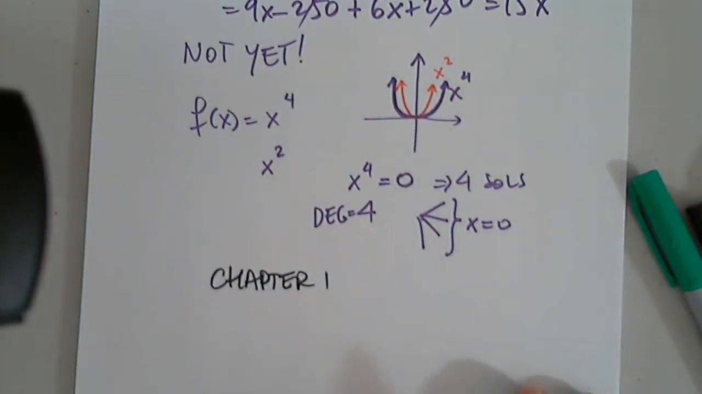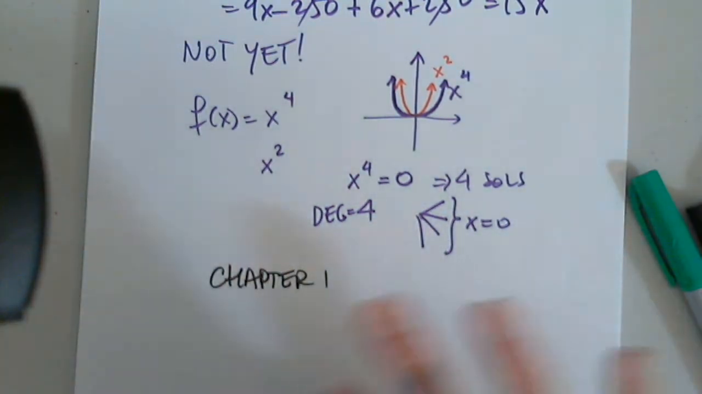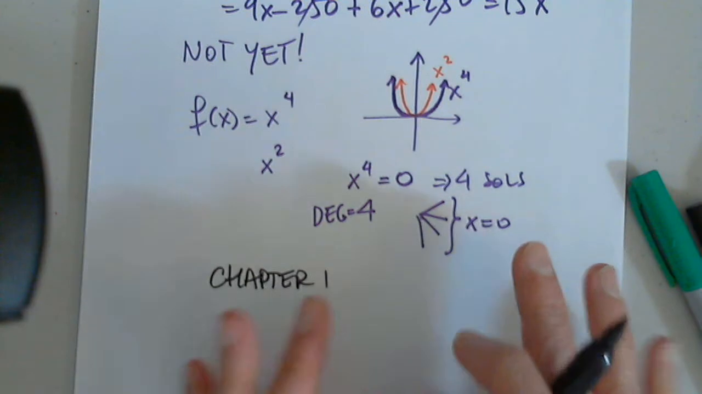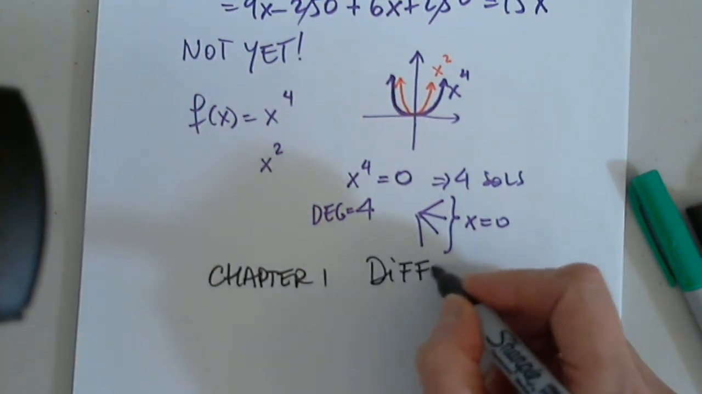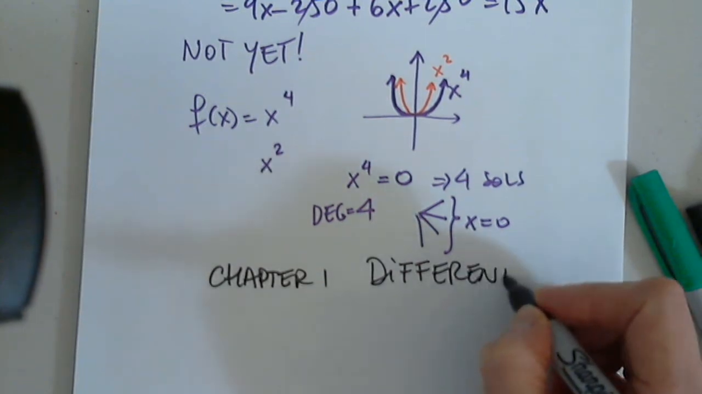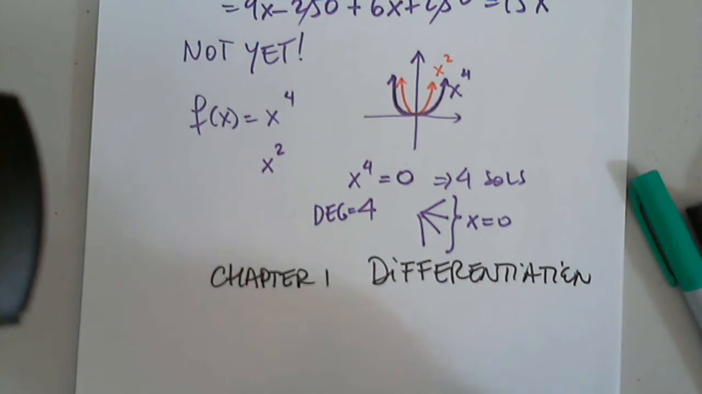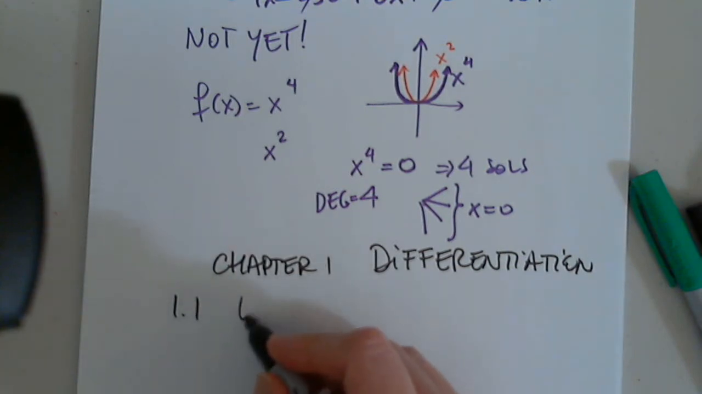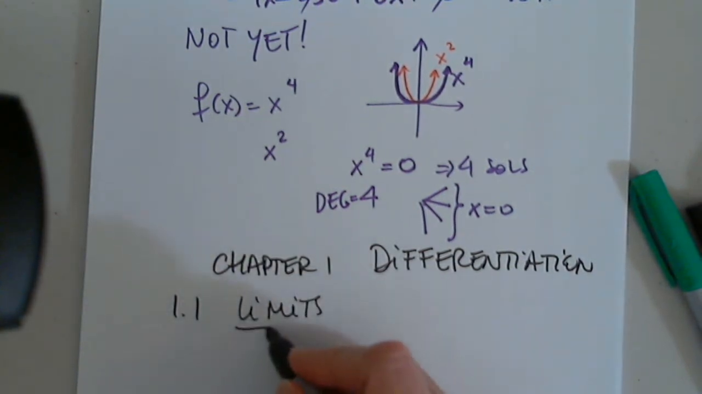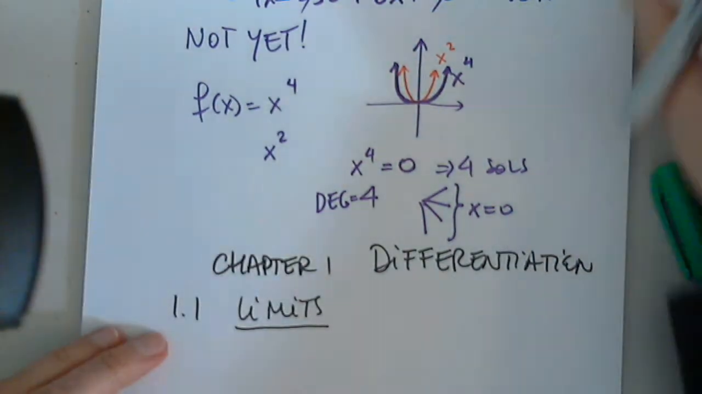And chapter 1 is all about a process. I don't even want to write it, but I'm going to write it. I'm not going to talk about it today. We're not there yet. But chapter 1 deals with differentiation. Not yet. We have a lot of preparation before we even talk about this again. So in 1.1, we're going to talk about limits. Again, what is this? We'll see in a moment.